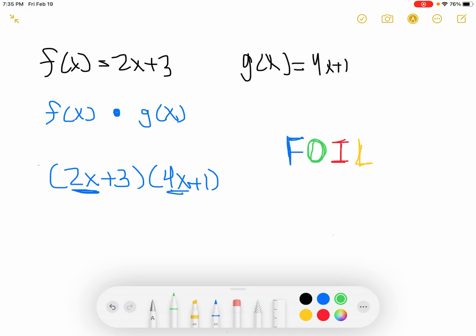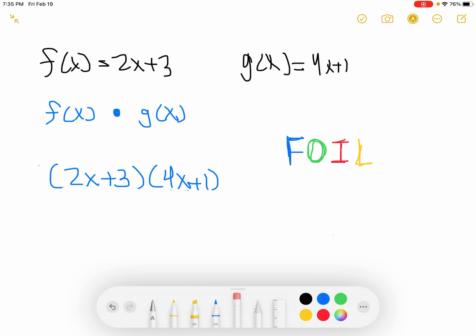Then you would multiply O, which means outer. So the outer ones are 2x and 1. See, they're on the outer part of the parentheses. And then I is inner, so these are the inner. And then L is last, so these are the last two ones. So that's what order you multiply the things in.